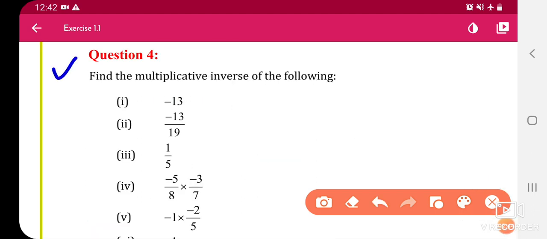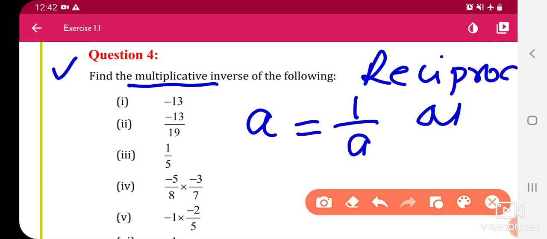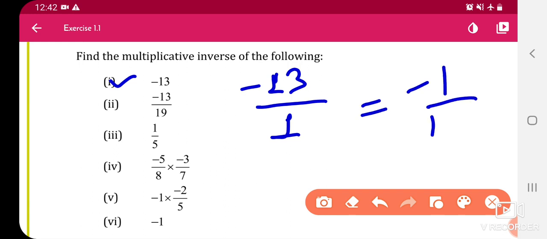Now the next question, question number 4. Find the multiplicative inverse of the following. We already studied the definition of multiplicative inverse, and we also call the multiplicative inverse the reciprocal. That means when the value is a, its reciprocal, or multiplicative inverse, is 1 upon a. Let's see. The multiplicative inverse of minus 13: what is the denominator of minus 13? Here no number is written, so it is also 1. So the multiplicative inverse of minus 13 upon 1 is minus 1 upon 13.